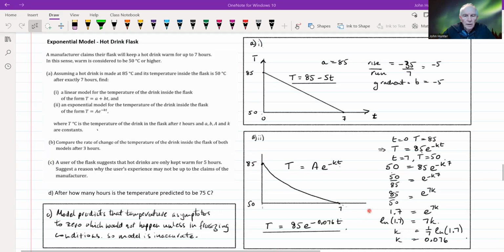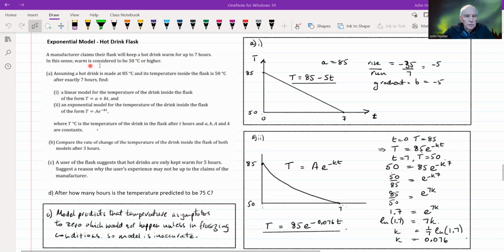We've got a video here, which is a worked example in the modeling section. This is an exponential model, though it's sort of mixed in with a linear model as well. This is about a hot drink flask. Let's have a look. A manufacturer claims their flask will keep a hot drink warm for up to 7 hours.